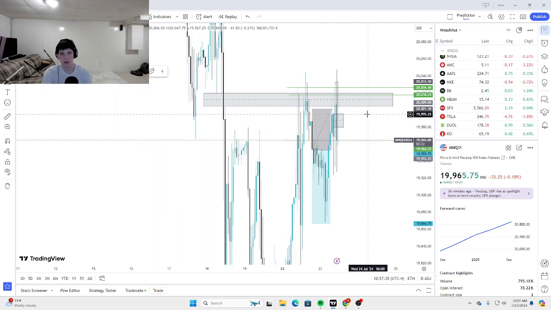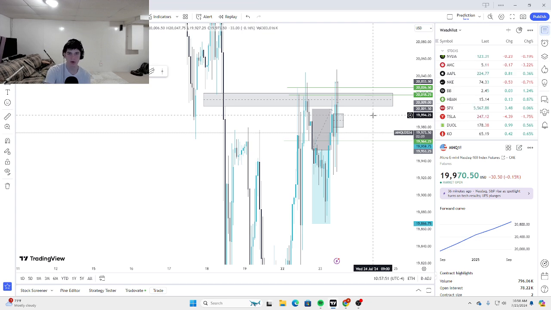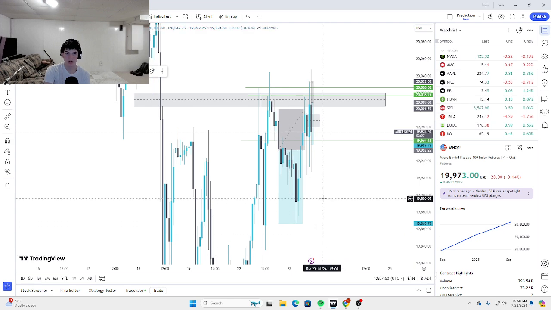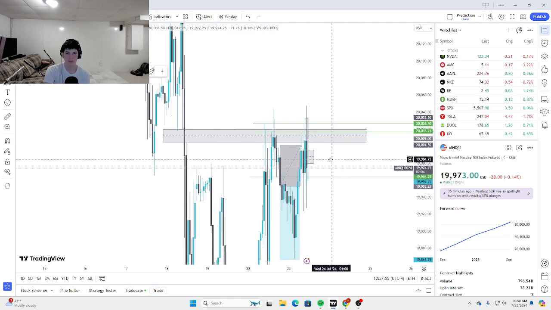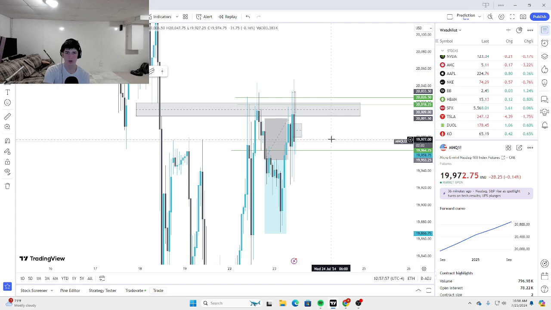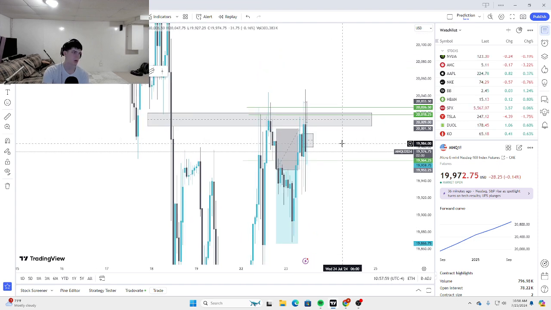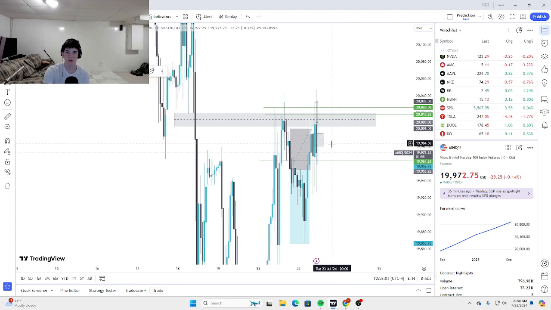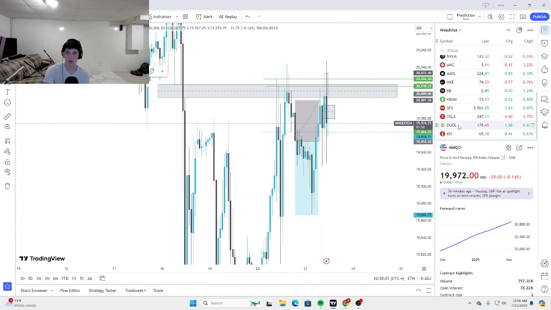So there's the Asian session trade we took. Pretty good. I'm happy about it. We lost like 400 from it, or like 500, but whatever. It was a good trade.